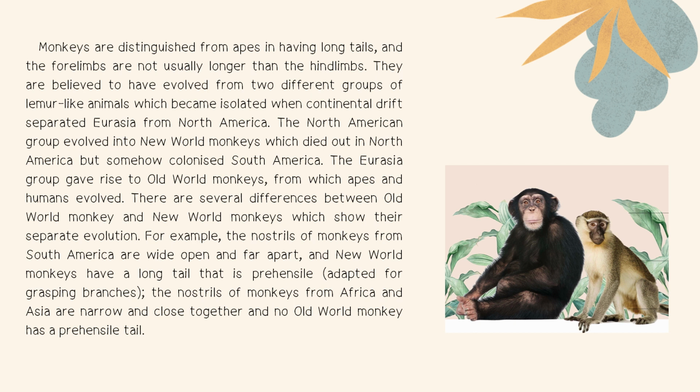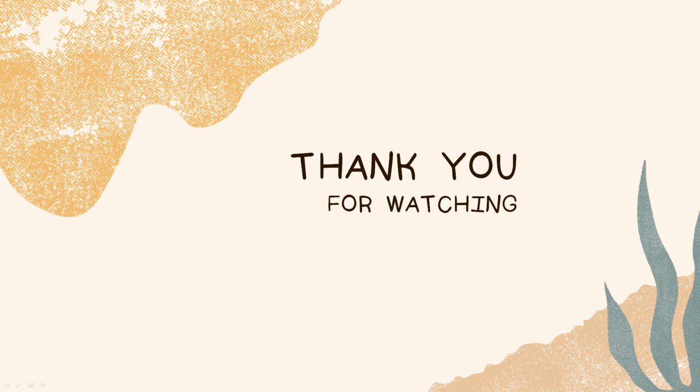There are several differences between Old World monkeys and New World monkeys which show their separate evolution. For example, the nostrils of monkeys from South America are wide open and far apart, and New World monkeys have a long tail that is prehensile. The nostrils of monkeys from Africa and Asia are narrow and close together, and no Old World monkey has a prehensile tail. That is the end of our video session.